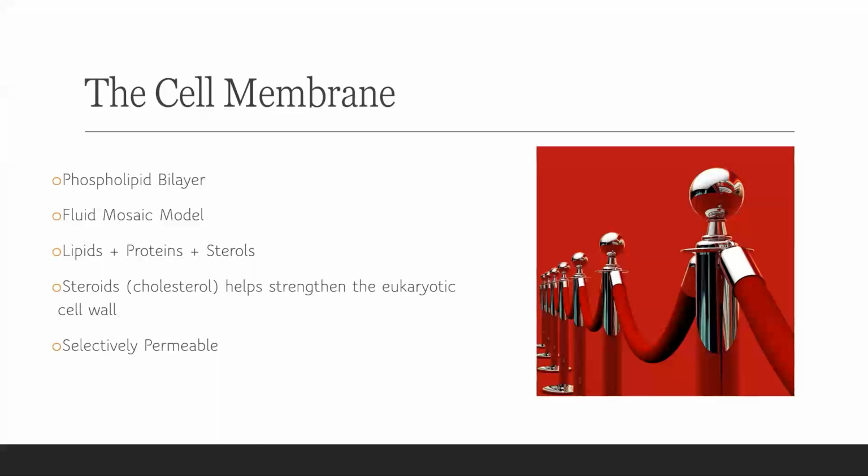Sometimes we'll say that it's a fluid mosaic model. So with that, we mean that there are those lipids, proteins, sterols, all kind of moving in a fluid. They're not stagnant, or some may be tethered, but most are not, and they can move past each other and get some mixing of these molecules. Sterols or cholesterols can help strengthen the eukaryotic cell membrane and cell wall.